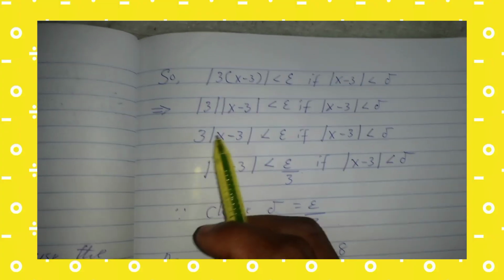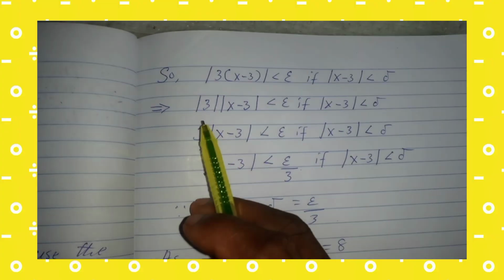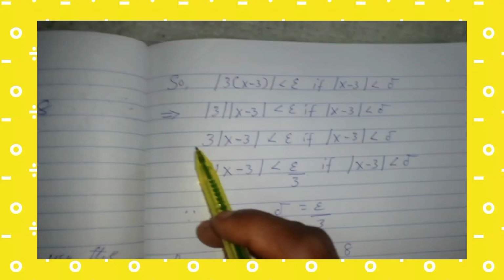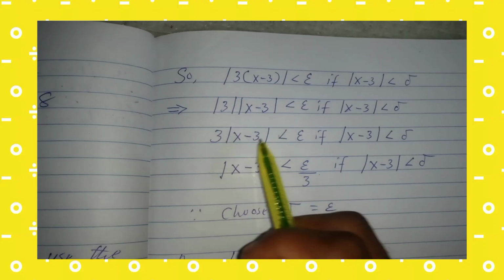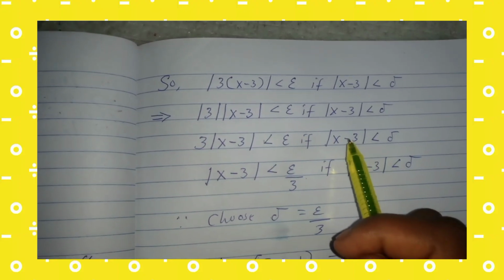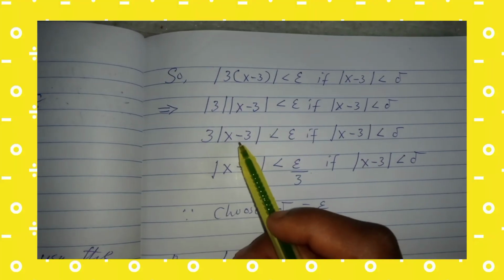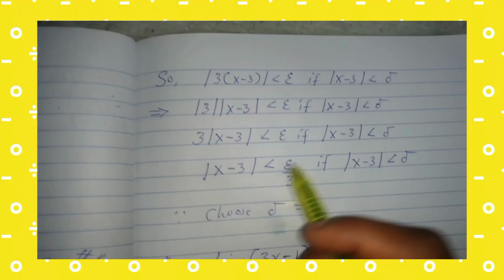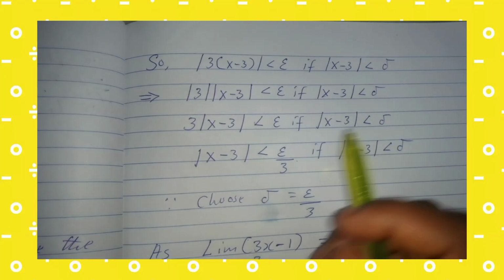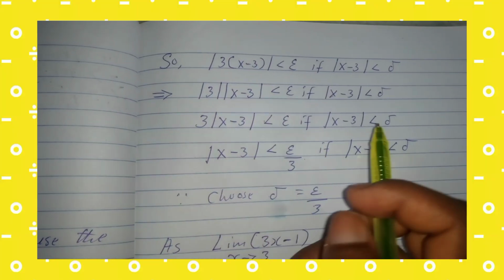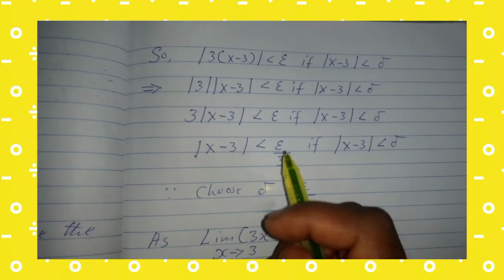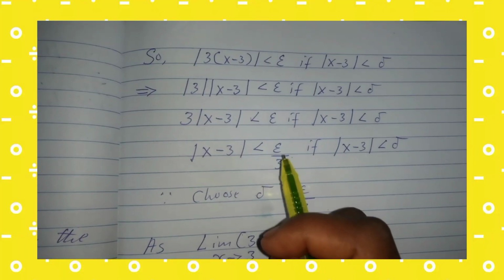Because when you talk about magnitude, it must be a positive number, not negative. So the magnitude of 3 is 3. You see we have the magnitude of x minus 3 less than epsilon if the magnitude of x minus 3 is less than delta. Now we have x minus 3 on our left hand side and x minus 3 on our right hand side. So for us to get the delta here, we divide the epsilon by 3, so that we have epsilon all over 3.